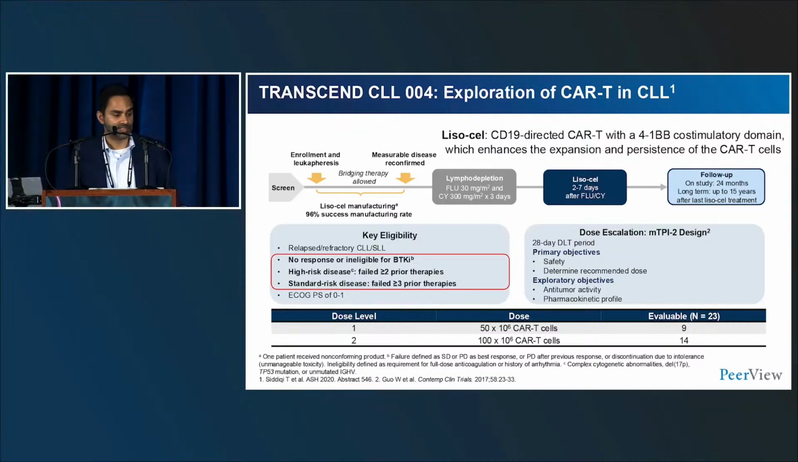And here shown is the study schema for the TRANSCEND CLL 004 trial. This has been presented several times, so I'll just highlight some of the key factors of this study. These patients were quite late line. So at the time the study was ongoing, you see the key eligibility here, and that's reflected in the data set.